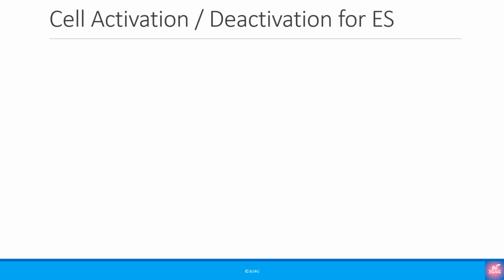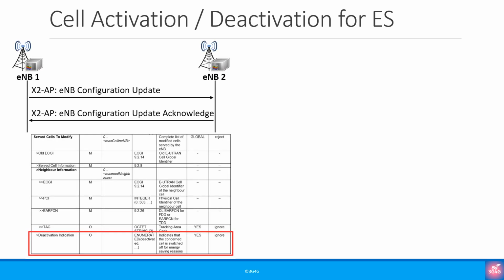Now at this point you are probably wondering, how does this procedure work? So let's have a look. During the normal operation, when all the cells are active, based on OAM or SON server input, an eNode B can inform the neighbor to switch off one or more cells.